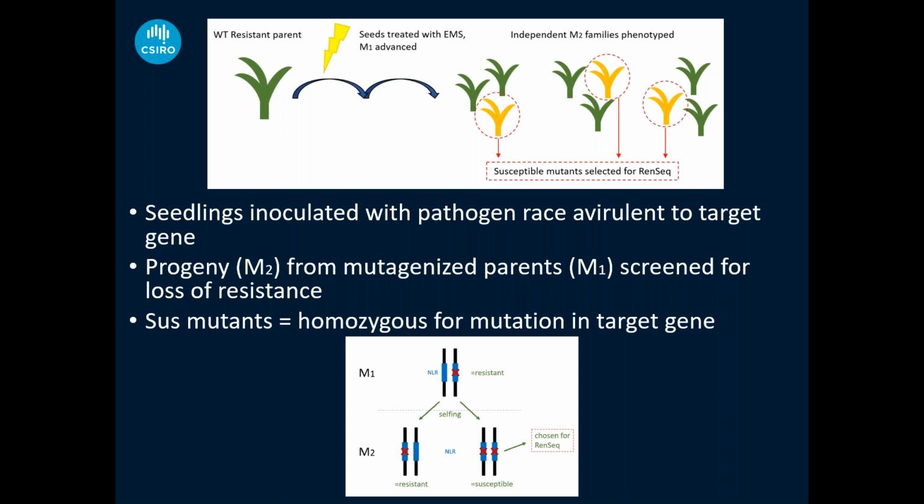It's important to screen the M2 generation because in the M1 generation, most of the mutations will be heterozygous, and because our genes are dominant, you're not going to see that susceptibility emerge. So a round of selfing is needed to see that mutation emerge as a susceptible phenotype, and so these susceptible individuals can then be advanced for RenSeq analysis.